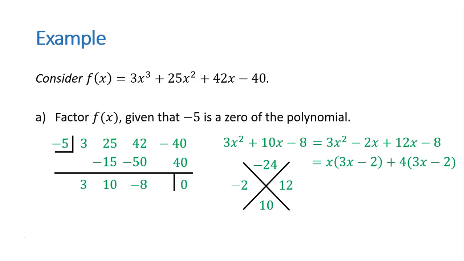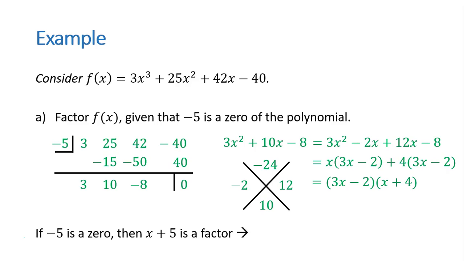So now what I have is one big term out front and one big term on the end. They each have a 3x minus 2 in common. So now I can factor that 3x minus 2 out of the whole problem. From the first term, I'm left with an x. From the second, I'm left with a 4. So I now have my full factorization, 3x minus 2 times x plus 4.